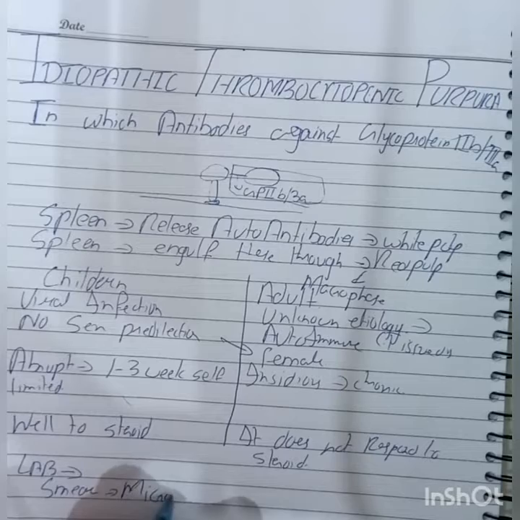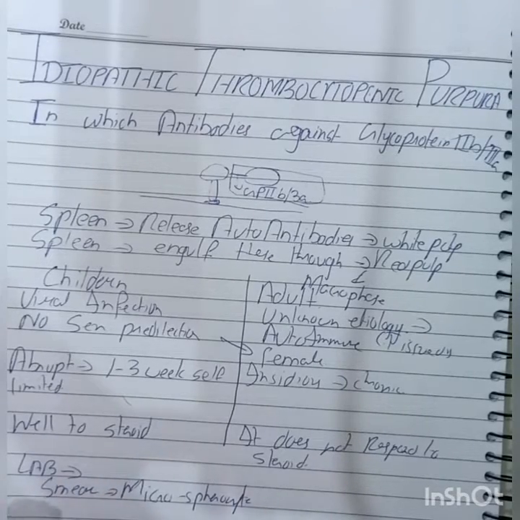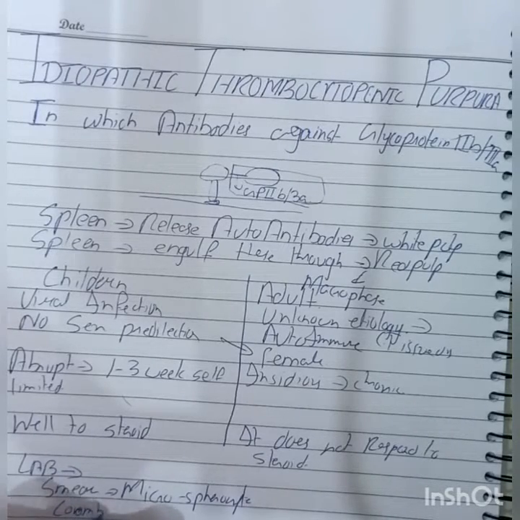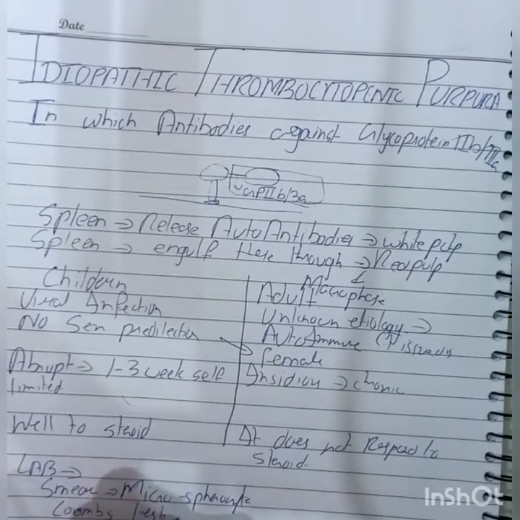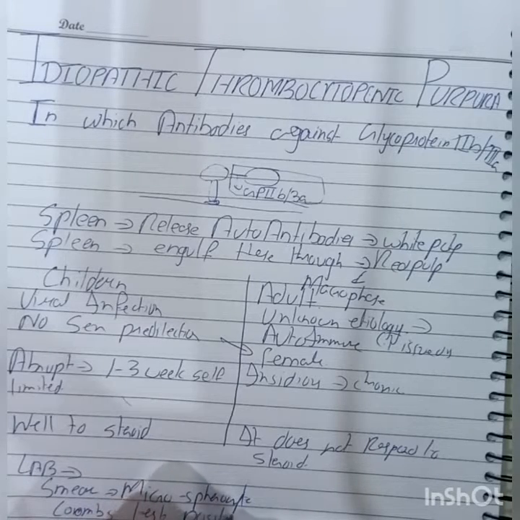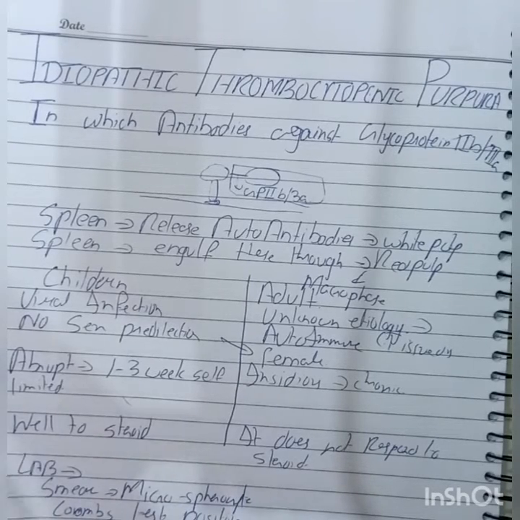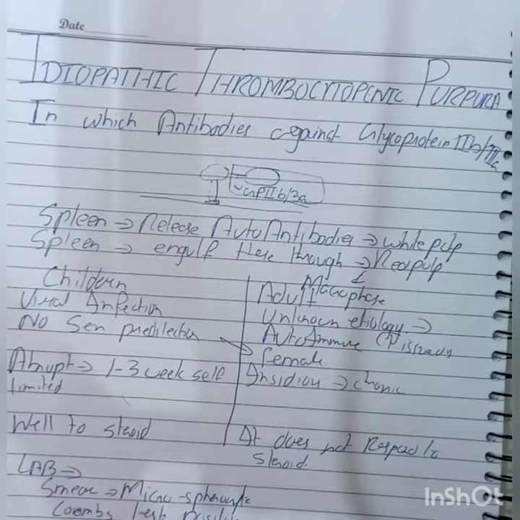Okay, microsporocytes. There is also a positive Coombs test, which is also positive in autoimmune hemolytic anemia, because both conditions have IgG-mediated destruction of the platelets and RBCs, so it is also positive in this disease.